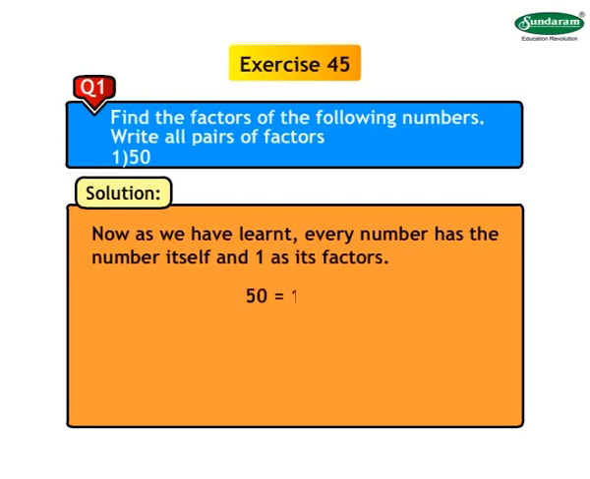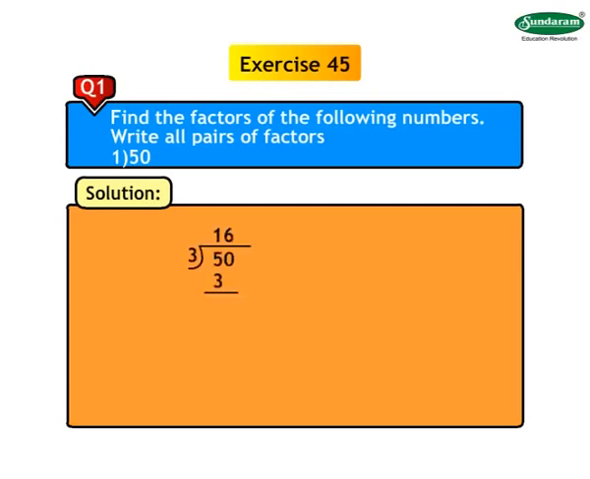50 is equal to 1 into 50. In table of 2, 50 is equal to 2 into 25. 50 cannot be divided by 3 completely. So, 3 is not a factor of 50. The remainder is 2. 50 cannot be divided by 4 completely, as the remainder is 2. So, 4 is not a factor of 50. In table of 5, 50 is equal to 5 into 10.